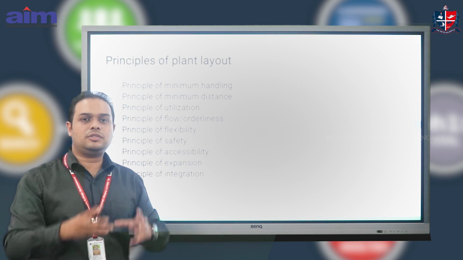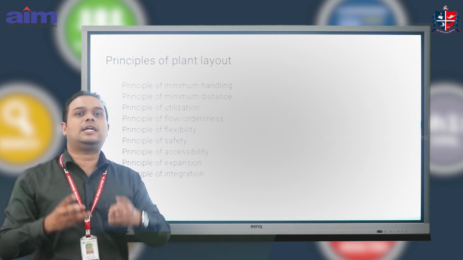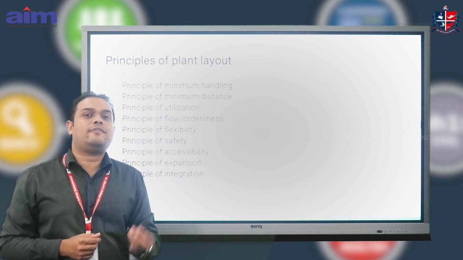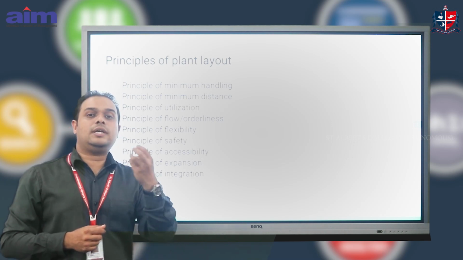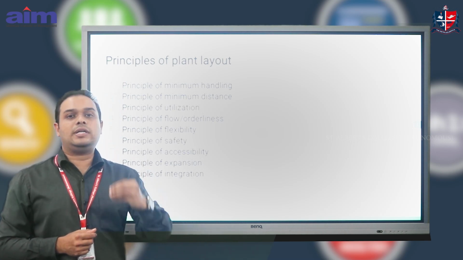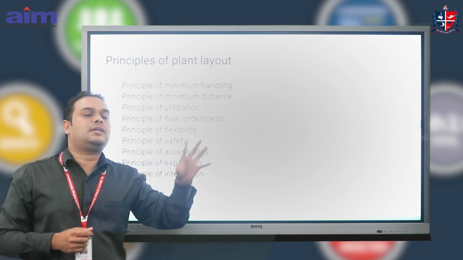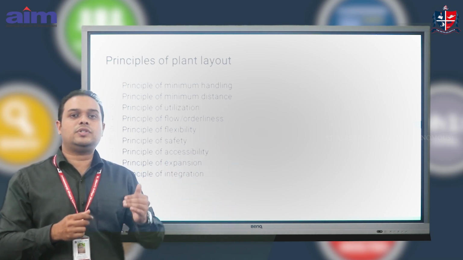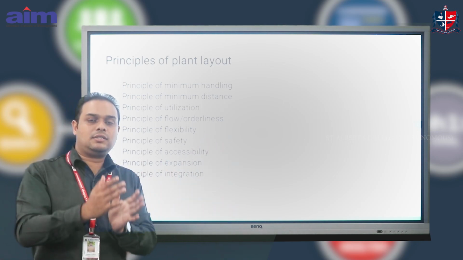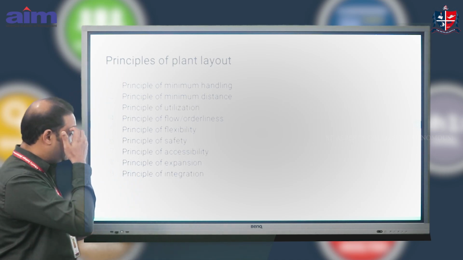Because otherwise what will happen is, if you look at many factories, there are many things that are kept in places where people do not have access to. Actually they require access to those things, but they'll not get access because maybe they are in some inaccessible positions. So that is why we should ensure that this accessibility principle should be very strictly followed.